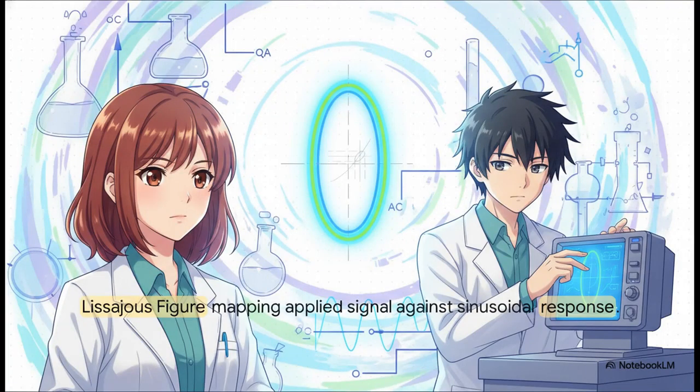Before modern computers took over, scientists actually analyzed these Lissajous figures on oscilloscope screens. It's a fascinating way to map the applied sinusoidal voltage signal right against the resulting AC current response. That oval shape essentially shows the phase shift, which was then used to mechanically determine the impedance.